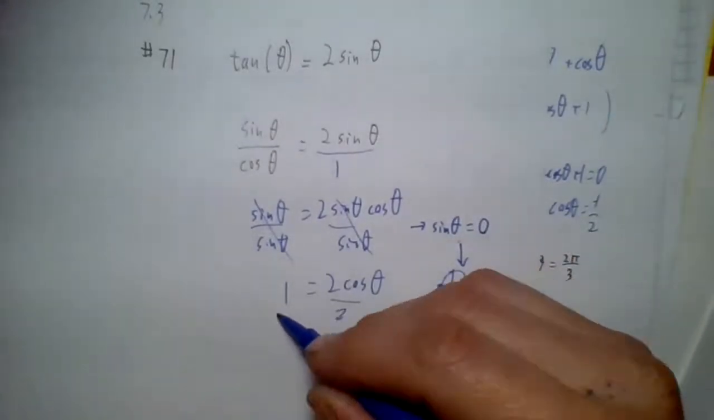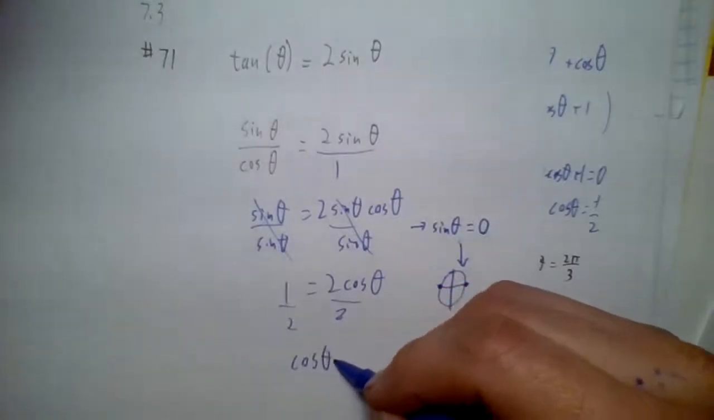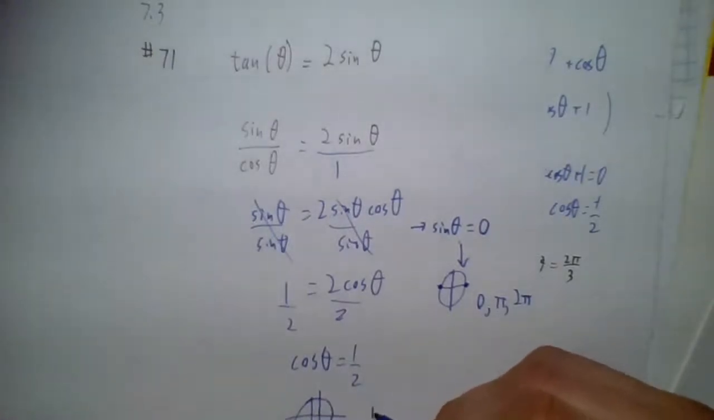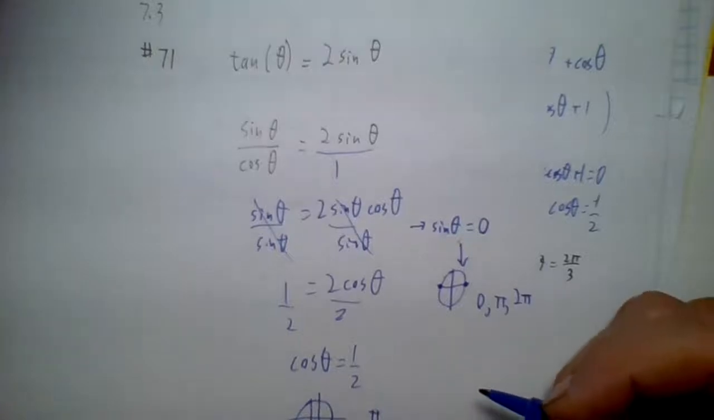Divide by the 2. You got cosine theta equals 1/2. So on the unit circle, that's 1/2 is up here. This is like pi over 3. That's the inverse cosine of 1/2.